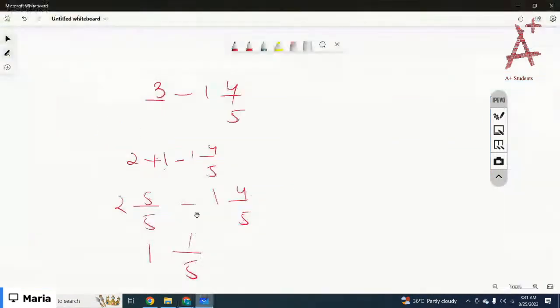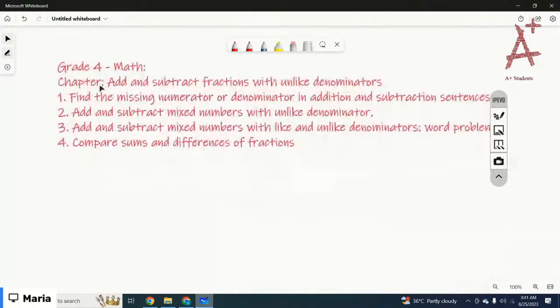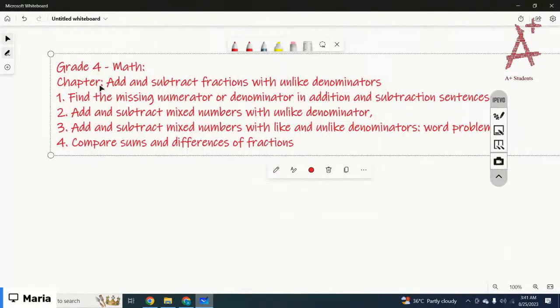So we were working on grade 4 math. We are working on the chapter add and subtract fractions with unlike denominators, and the lessons we have covered today are find the missing numerator or denominator in addition and subtraction sentences, add and subtract mixed numbers with unlike denominators, add and subtract mixed numbers with like and unlike denominator word problems, and compare sums and differences of fractions. Please complete the rest of the questions by yourself later today.